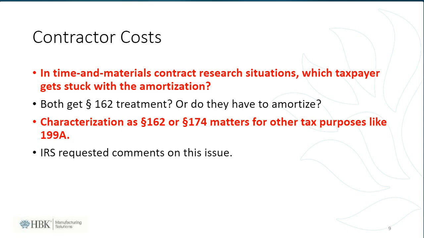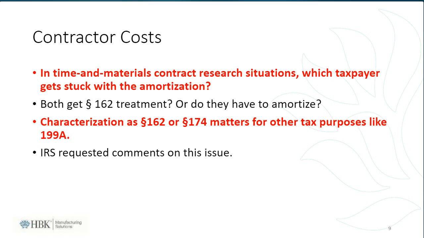And so in that situation, what do the contractors do? Are they faced with those costs that they're performing for us? Are they faced with amortization too? So they're going to have revenue recognition and a 5-year amortization on a project that they might be doing. Again, this is something that the IRS has requested comments on, but we don't have any guidance on it.